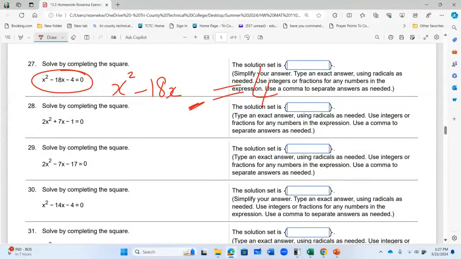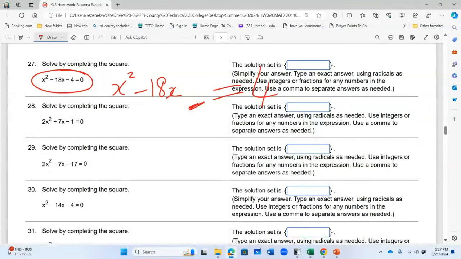Now I open a parenthesis on the left-hand side. Pick x, pick the negative 9 here. Remember there is a negative there, squared. On the right-hand side, I will simplify. Negative 9 squared is 81. 81 plus 4 is what I have here. If I add them together, I have 85. Therefore, x minus 9 squared is equal to 85.